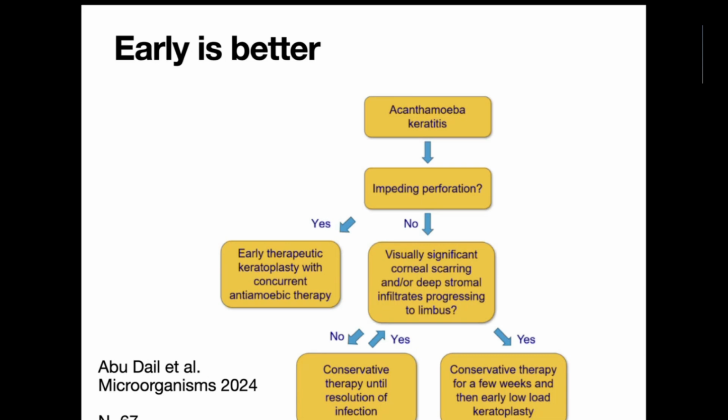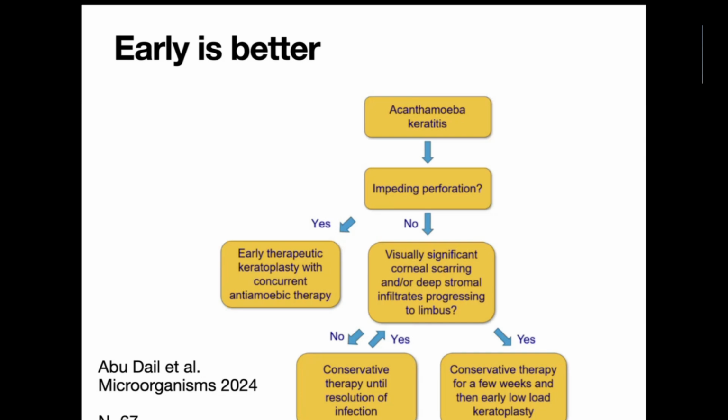And the treatment is based on looking at the dynamics of the infection. If we have an ongoing infection that is not going to threaten the integrity of the eyeball or the limbus, we will start with conservative treatment. I will show you in a second how we do it and what others are doing.